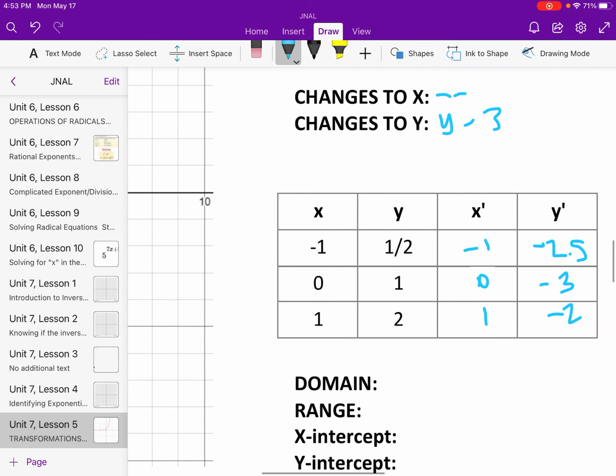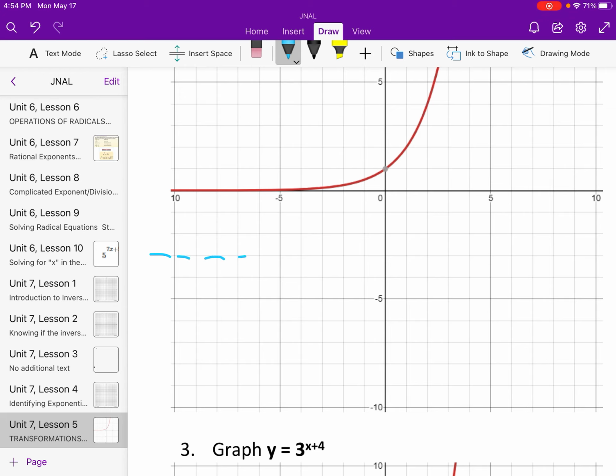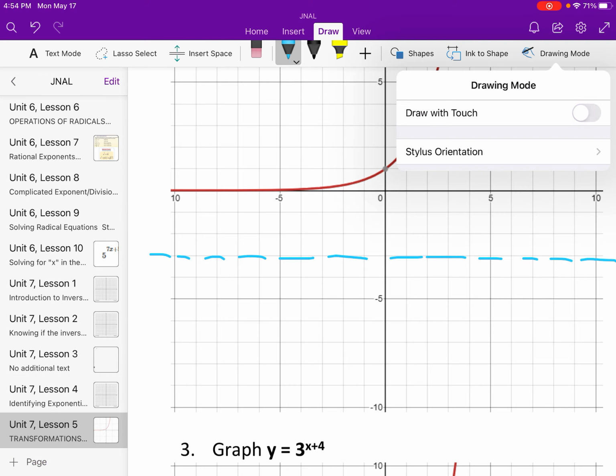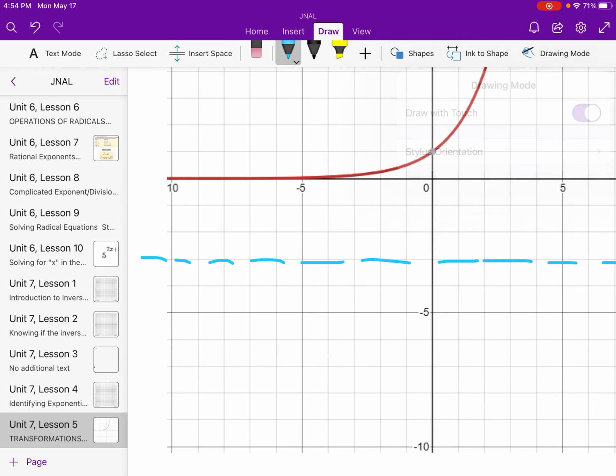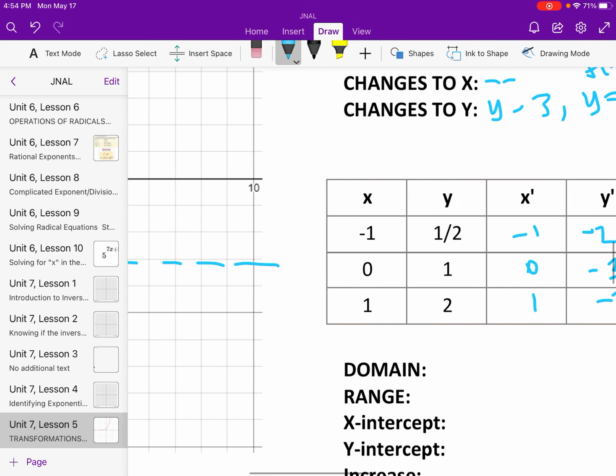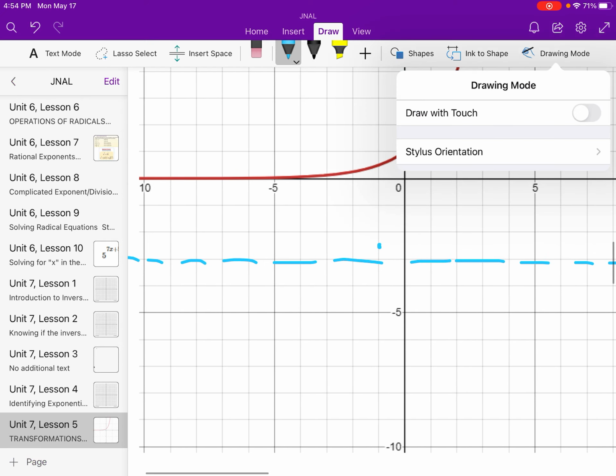So let's draw the asymptote first. So we know that our function can't go past that. Okay, and we had negative 1, negative 2.5. That would be right here. Okay, then we have 0, negative 3, 1, negative 2. 0, negative 3. Oh.